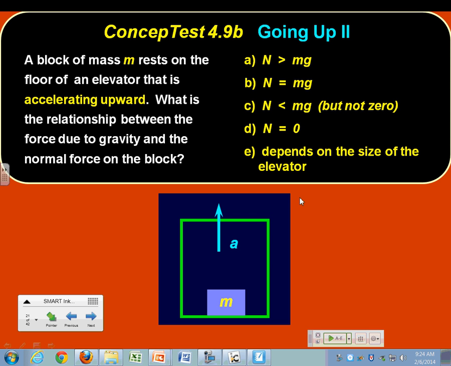Let me show you something. I have this elevator right here, this person inside of it, and I have two forces acting on it. I have the force weight of the person, and then I have the normal force. How would I write the net force on that person? Remember, what was the net force? It was something.